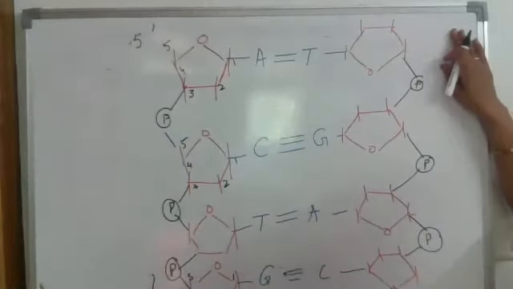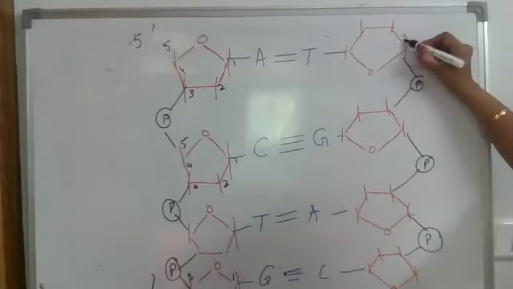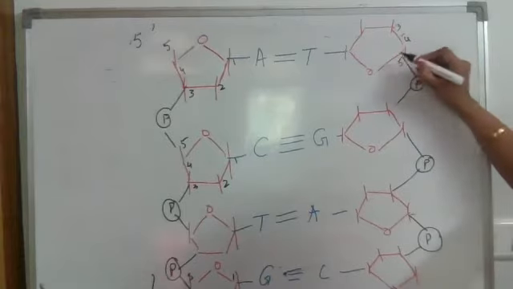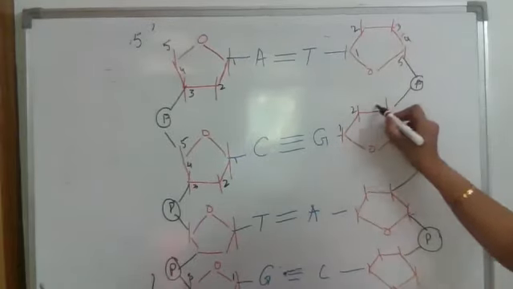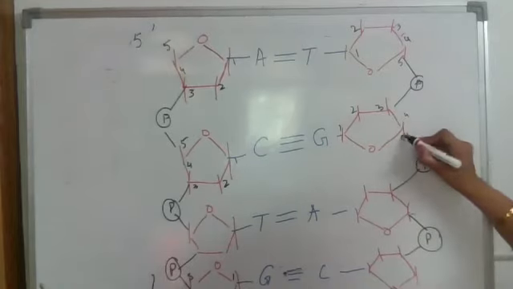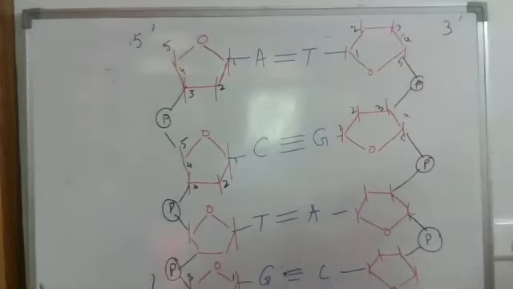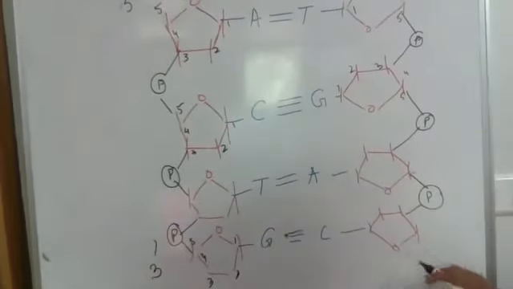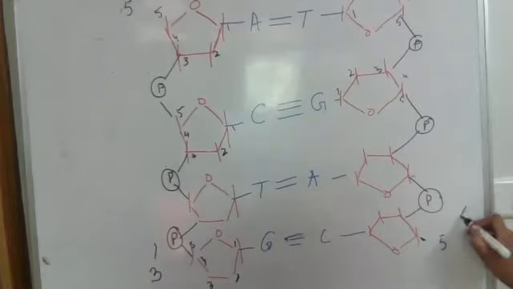Similarly, look at this strand here. This is carbon number 3 here. This is 4 and this is 5. 1, 2, 3, 4, 5. Similarly here 1, 2, 3, 4 and this is 5. So here carbon 3 is free. So this is 3' end. And similarly at the last here the carbon 5 is free. So this is called 5' end.